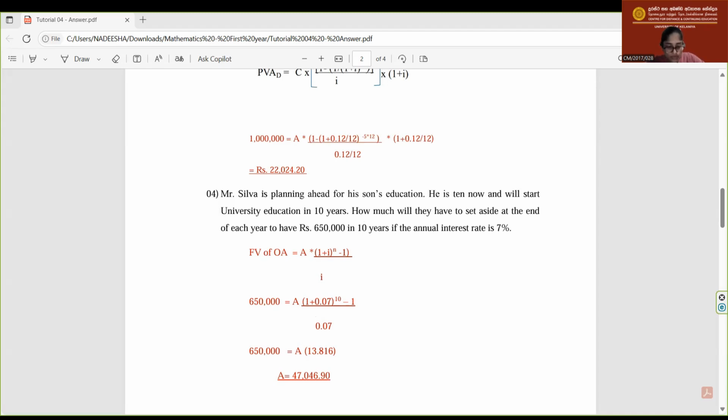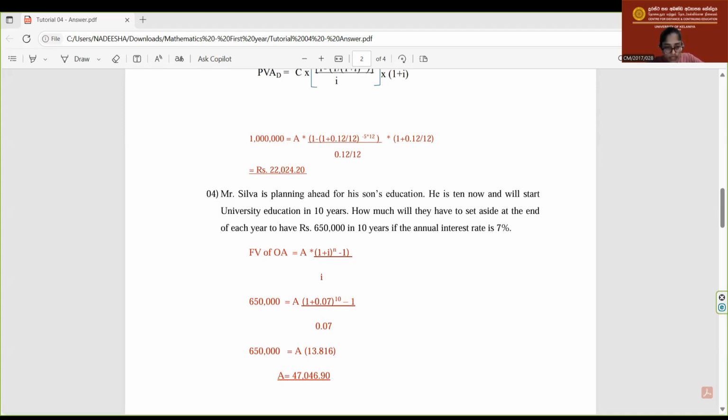First, press 1 plus 0.07. That means 1.07. Press the power button and then you can get the answer as 1.967151357, minus 1. I'm again repeating. The answer would be 1.967151357, right? Minus 1. Then you can get the answer as 0.967151357, right? This answer you have to divide by the interest rate, that means 0.07. The answer would be 13.81644796, right? So that is multiplied by A.